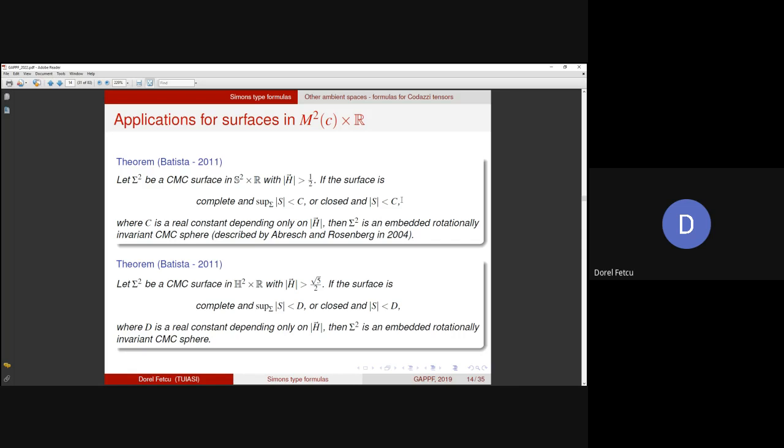Then another theorem of this type, this time in H2 cross R. So if sigma is a CMC surface in H2 cross R with the mean curvature greater than square root of 5/2, and the surface satisfies some similar properties to those in the previous theorem, then sigma again has to be an embedded rotationally invariant CMC sphere.